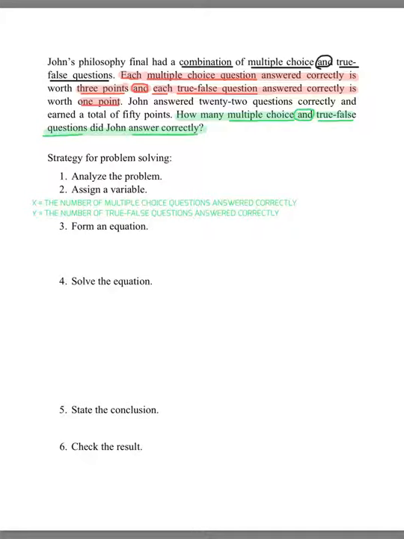And then we also know that he answered a total of 22 questions correctly and earned a total of 50 points. The two key things here are that 22 is all about questions, and the total of 50 points is about points. So ideally we're going to have two equations: one equation is going to be about questions, and the other equation is going to be about points. That's because the two units that are given are questions and points.